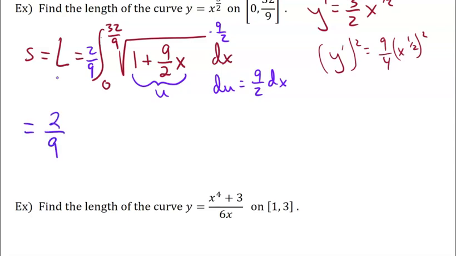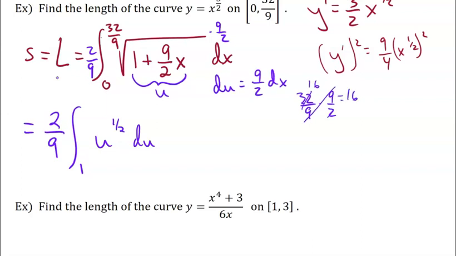So this becomes 2/9 times the integral of that whole quantity, u to the 1/2 because of the square root, du, where 9/2 dx is du. Then I do need to plug 0 and 32/9 into my u to get my limits. So 1 plus 0 is 1, and 32/9 times 9/2, this is why we have kind of a gross number, we get a very nice 16. Then 1 plus 16 is 17.